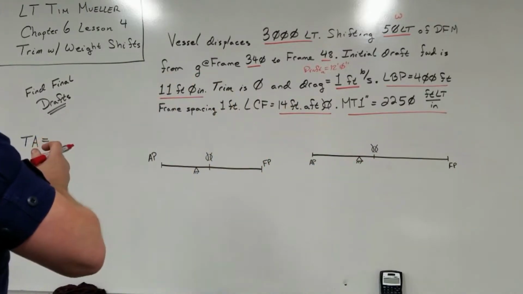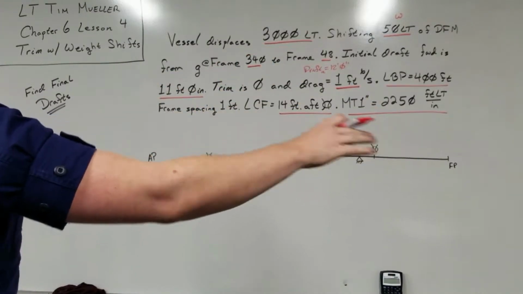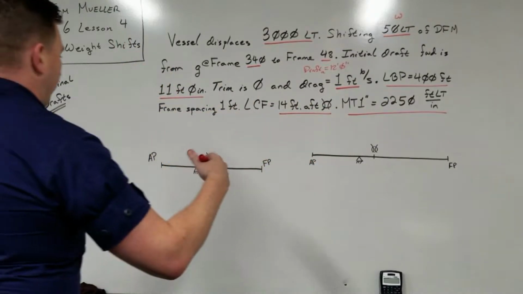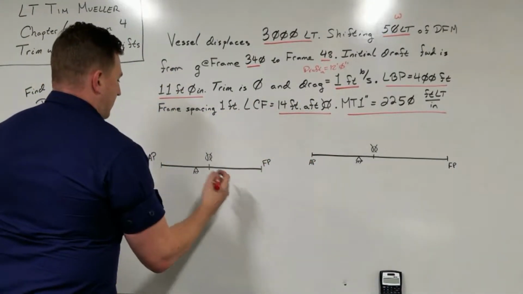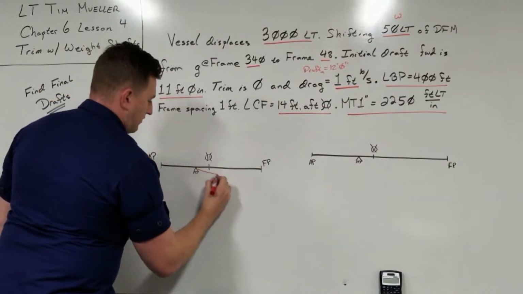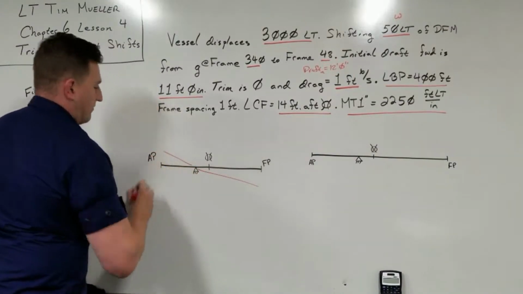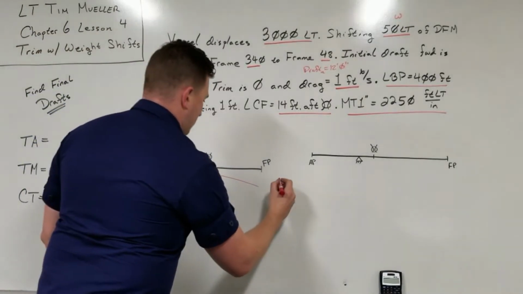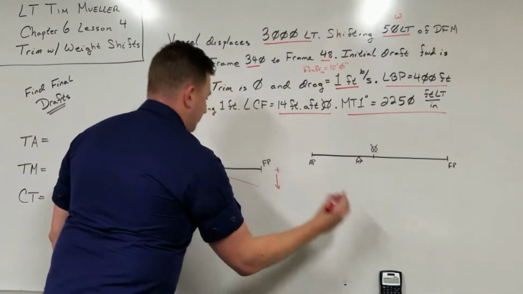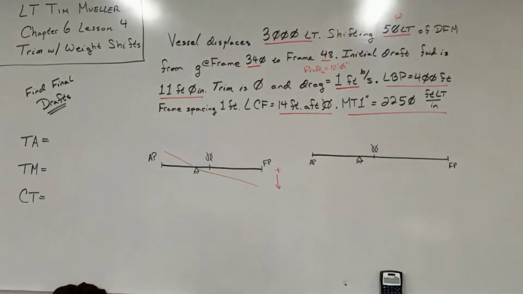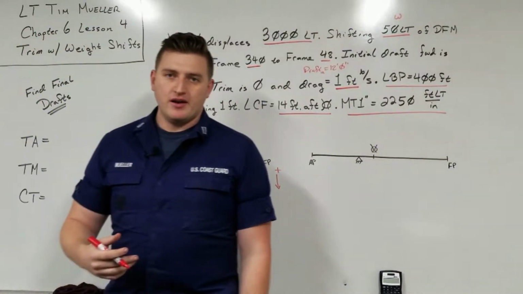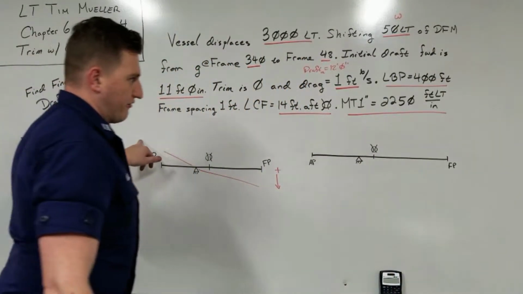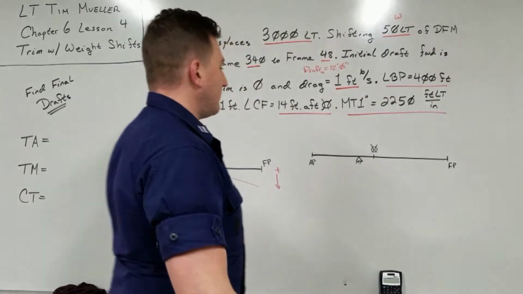We're going from 340 to frame 48, which means we have a forward trimming moment, which means that our forward perpendicular is going to be down here somewhere, which means the aft end is going to pop up. All right, if we call down positive, when all is said and done, we should have a delta D forward that is positive, and then a delta D aft that's negative. Let's see if that works out.